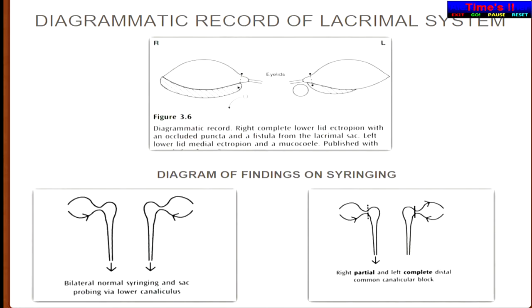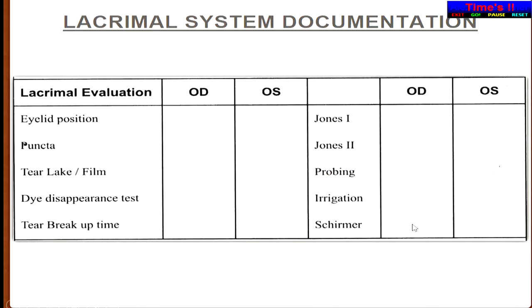So a small diagrammatic representation would be like, if there is an ectropion, you can draw it like this, and if there is a lacrimal mucocele, you can draw the medial ectropion with a mucocele. And these are the findings on syringing. This is a syringing through the inferior canaliculus, and when it is patent, you can draw an arrow like this. And this is when there is a partial block, you can draw dotted arrows. If complete block, you can draw a solid arrow. So this is how you can document lacrimal system drainage, any problem.